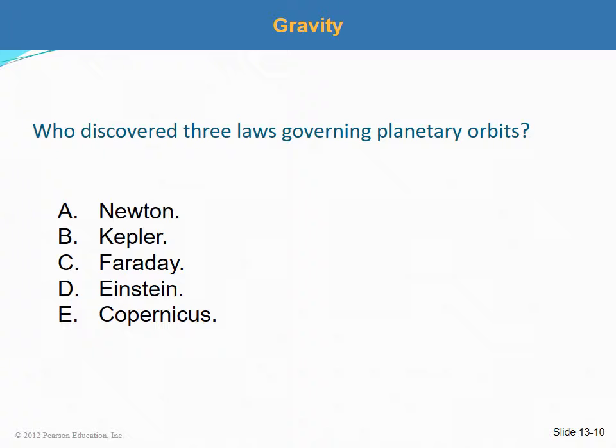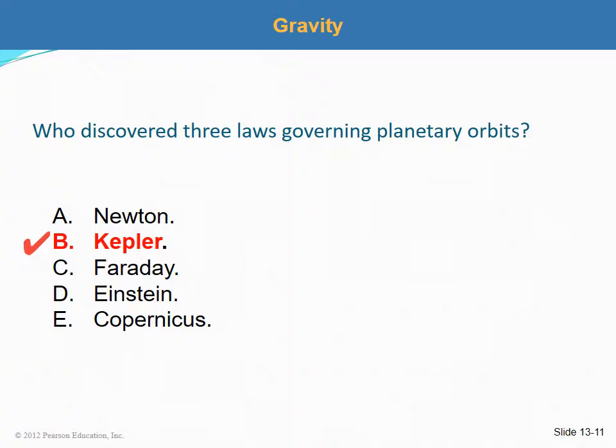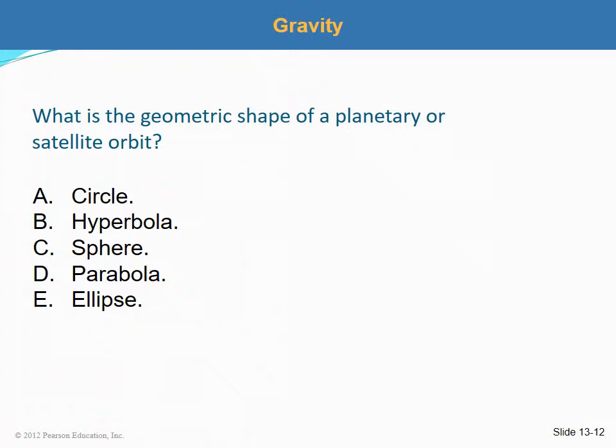Who discovered 3 laws governing planetary orbits? Newton, Kepler, Faraday, Einstein, or Copernicus? Answer is B, Kepler. Answer is E, the ellipse.